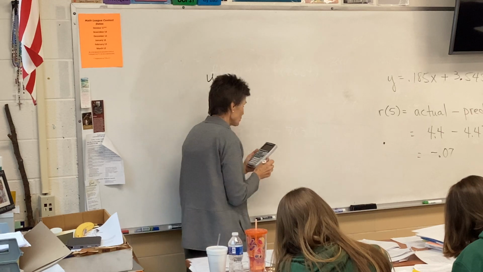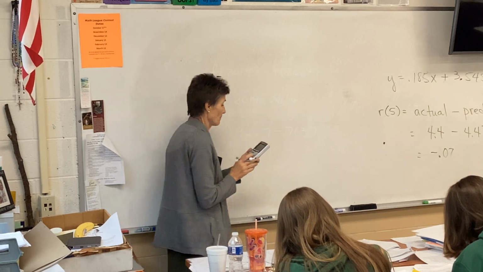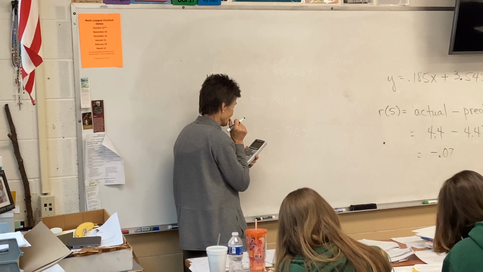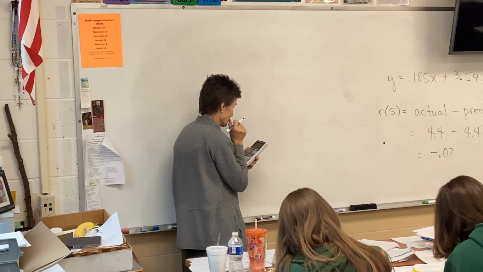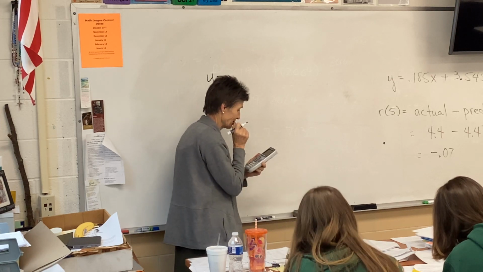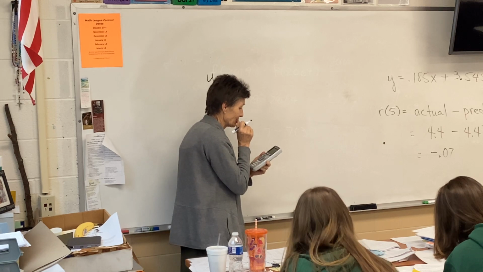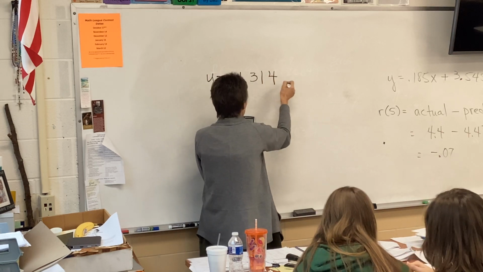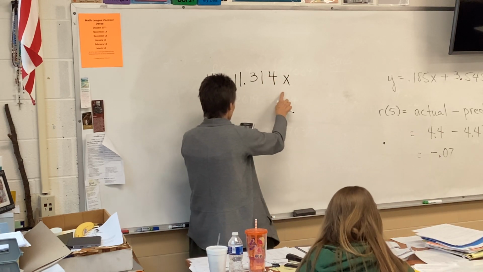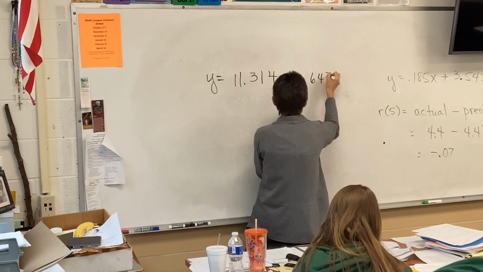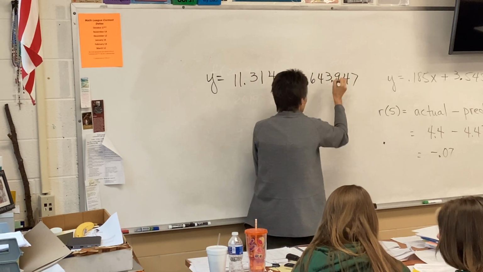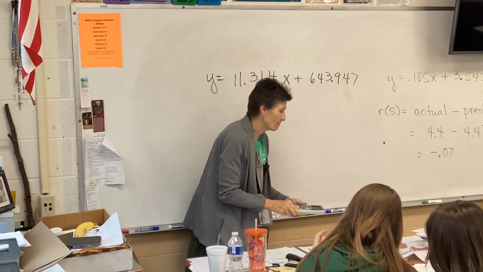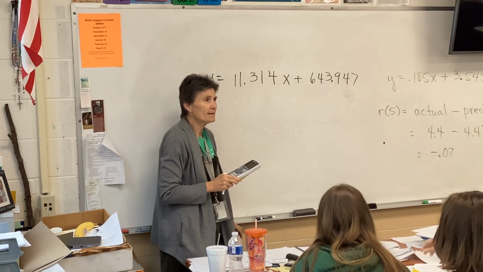Anybody going to share an equation with me? Negative 22 plus 11.314x. I got 643. Here's what I got, I could have entered a number wrong: 11.314x plus 643.947. Raise your hand if you got that. So I think that might be right. I'm not real excited about this though.